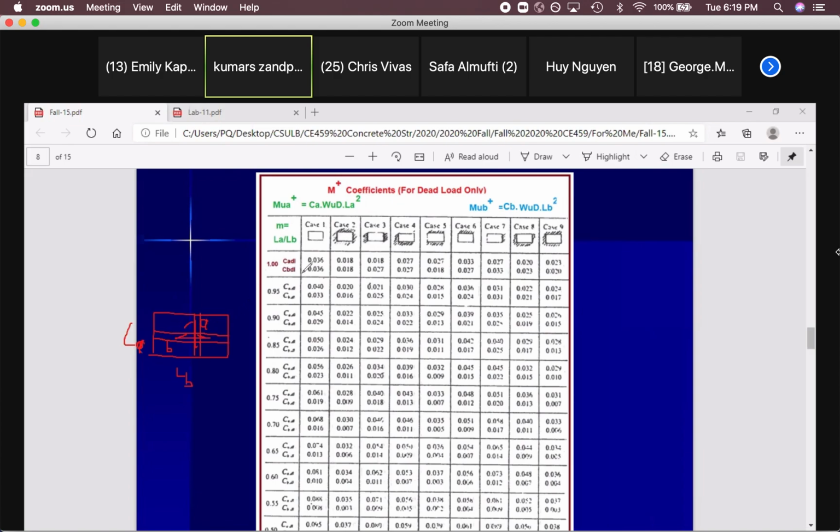So when you have two parts, one of them will go for a strip B. Look at this, CB, MUB, CB times omega U, the load, times LB square. It will give us the maximum positive moment for this strip. What's the width of this strip? 1 foot. As I mentioned, omega U should be pound per square feet times 1 foot, pound per foot. Width of each strip, 1 foot.